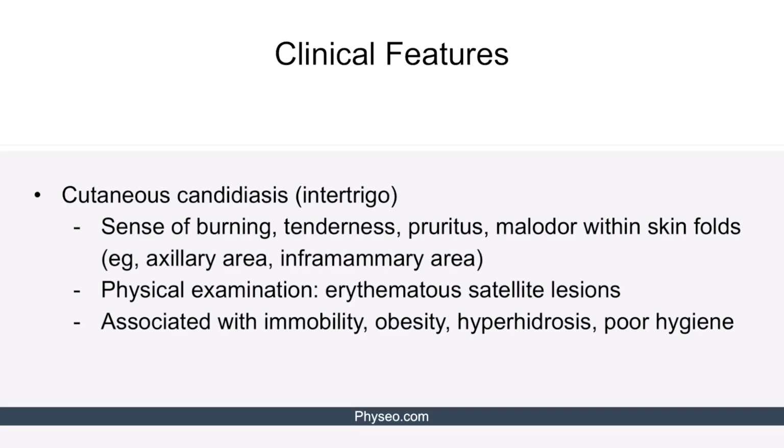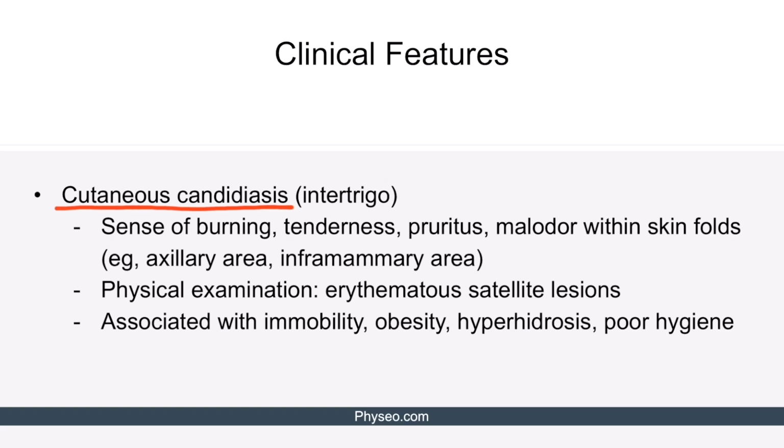Now the last type of local mucocutaneous candidiasis that we're going to discuss is the cutaneous or intertrigo. Now, the patient typically complains of a sense of burning or tenderness or pruritus, and then even malodor within the skin folds, for example, the axillary area or the inframammary area. On physical examination, erythematous satellite lesions are seen.